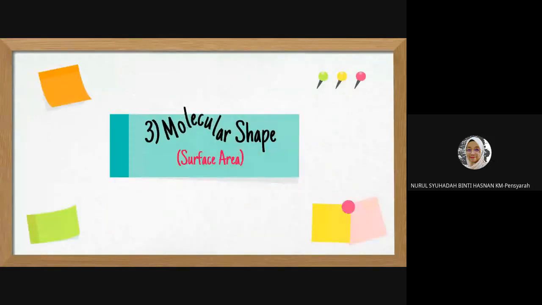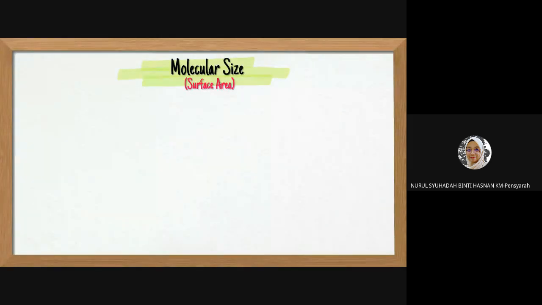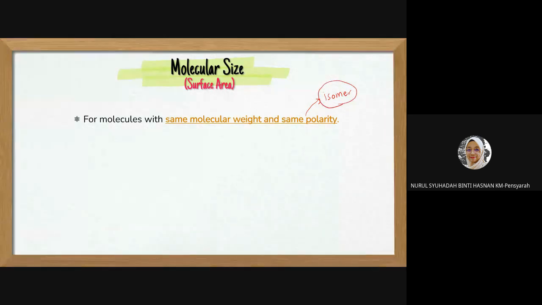Alright. So next we look at the factor of molecular shape, which is the surface area. For surface area, we discuss molecules with the same molecular weight and the same polarity. In other words, we are talking about molecules that are isomers. What does that mean? The molecular formula is the same, the molecular weight is the same, but the arrangement is different.